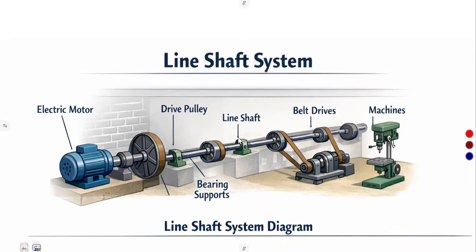You consider our line shaft here, then the belt drives. Take note, where we have the belt drives, you must consider going back to your N4. Remember belt drive calculations. Then to the machines. So this is what we have as our line shaft system. Line shafts are rotating members driven by a motor.